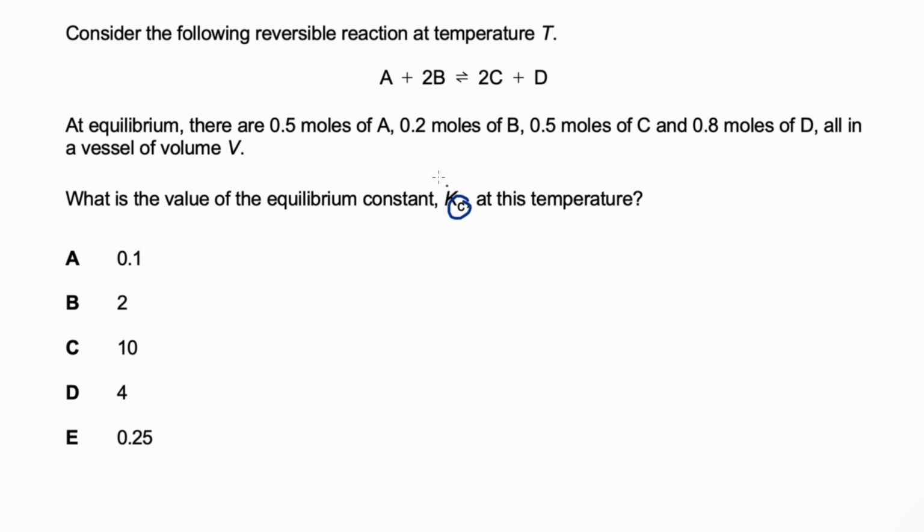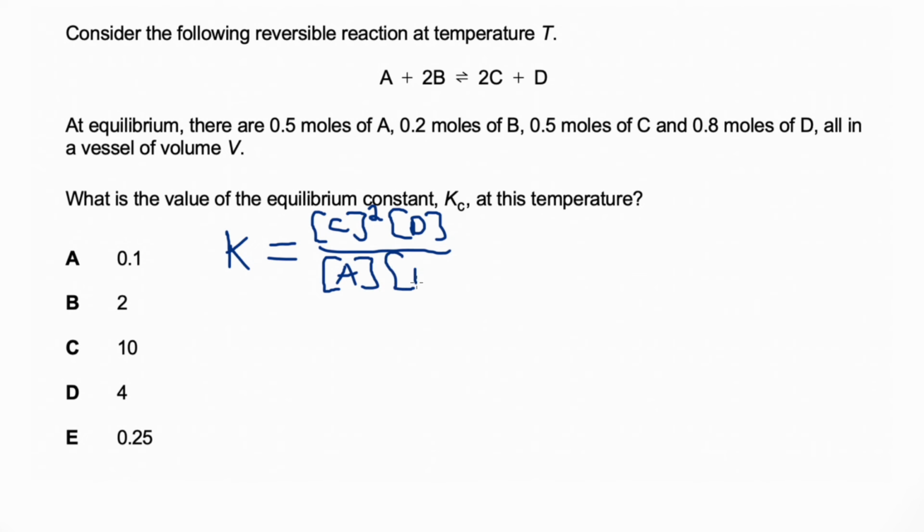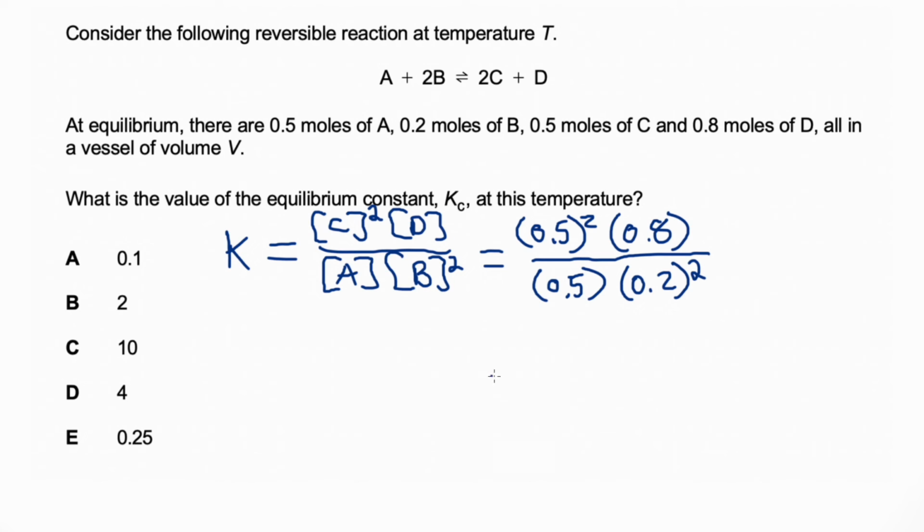So c simply means concentration, so we're measuring concentration. K is going to be the concentration of C to the power of 2 times the concentration of D over the concentration of A as the reactant times the concentration of B to the power of 2. And if I substitute all the numbers that I have been given, the 0.5 will cancel, so we'll get 0.4 over 0.04. And when you do the division here, you should get 10. And that will be the answer.